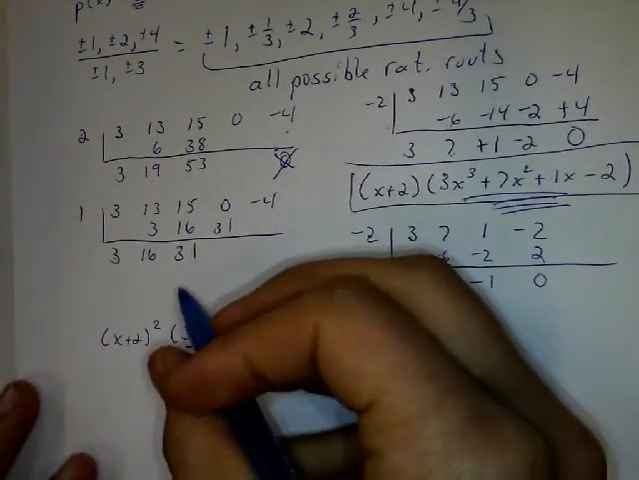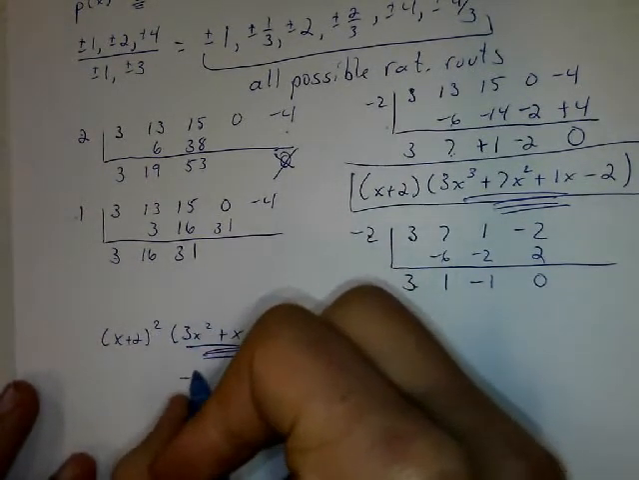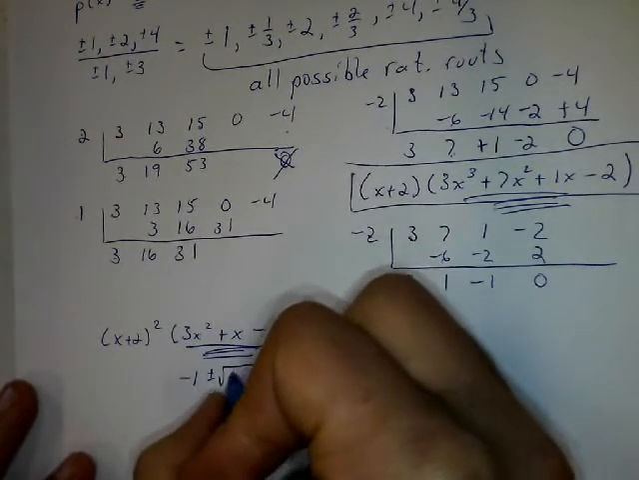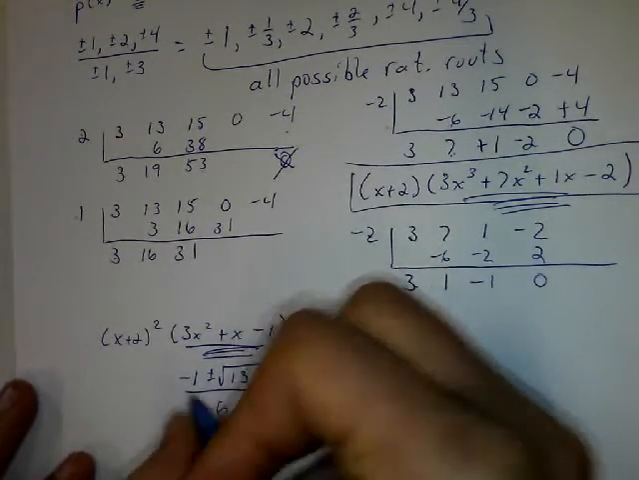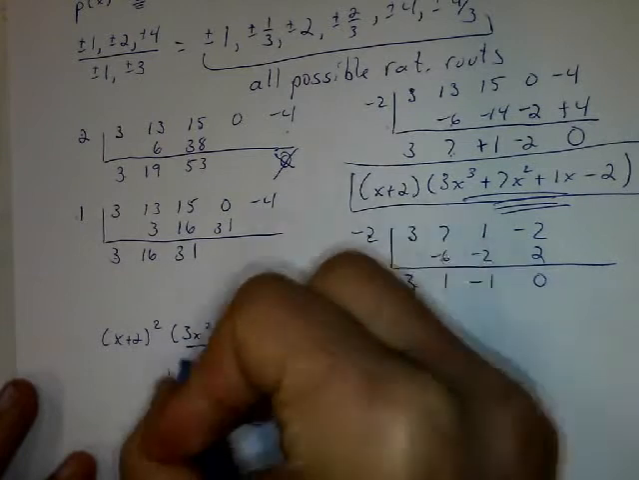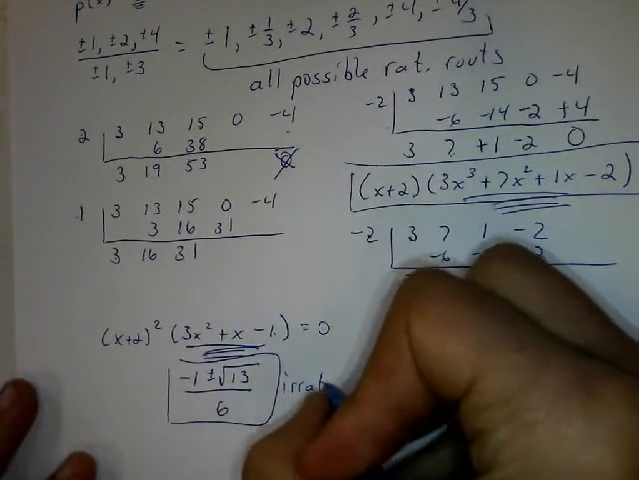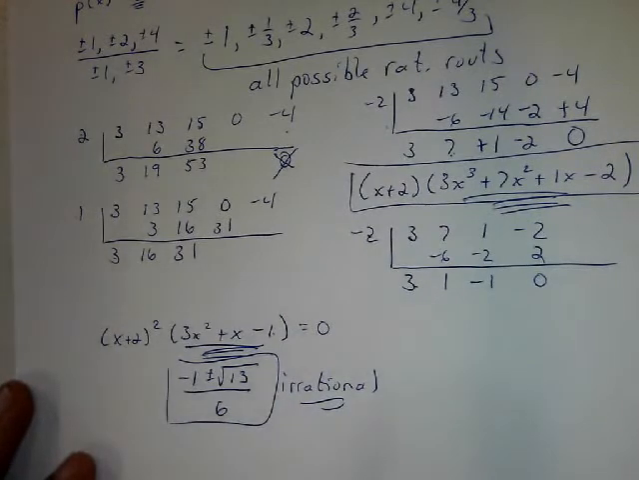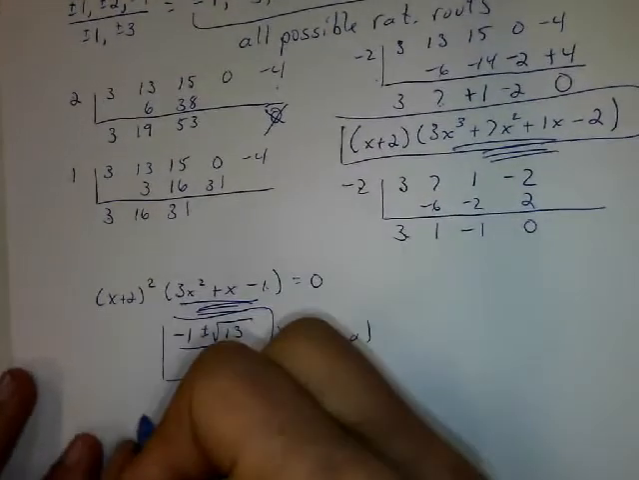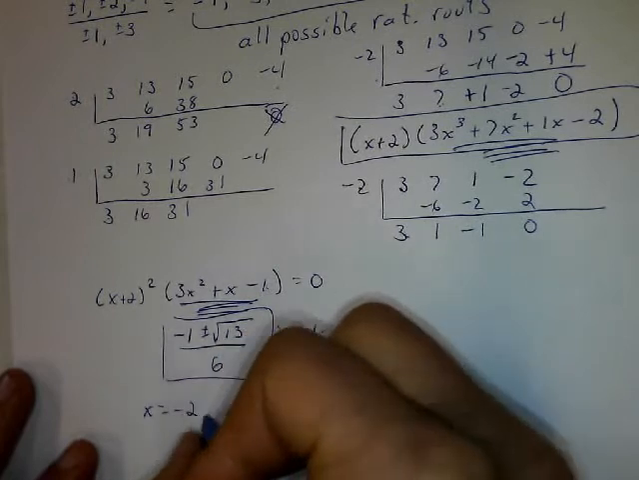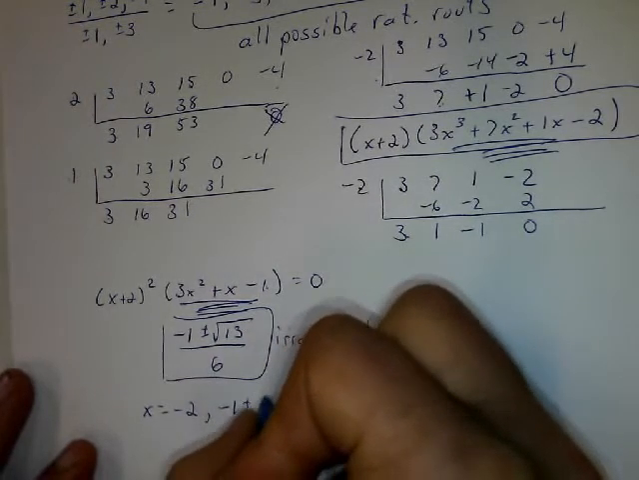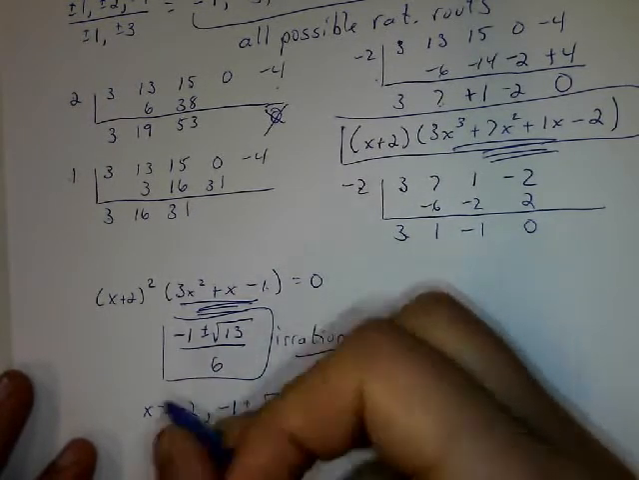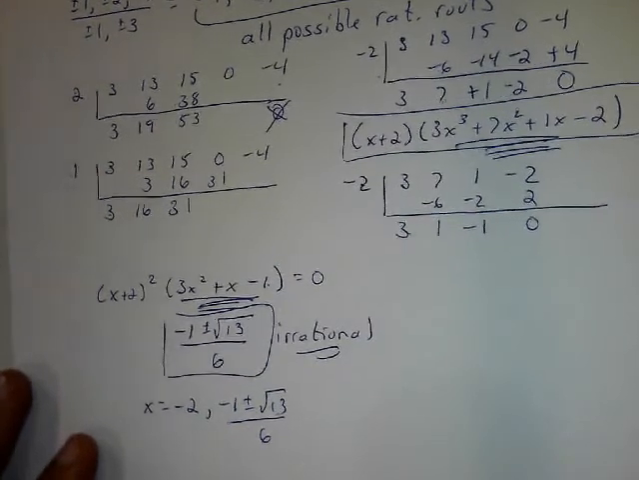These have irrational solutions. Solve it using the quadratic formula: negative 1 plus or minus square root of 13, all over 6. Notice these are irrational numbers. These would not have shown up using the rational root theorem. So therefore, our x-intercepts are x equals negative 2 and negative 1 plus or minus the square root of 13 over 6, where negative 2 is a double root.